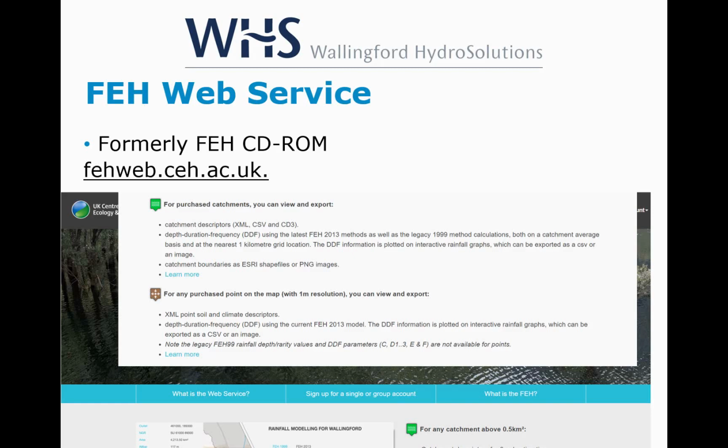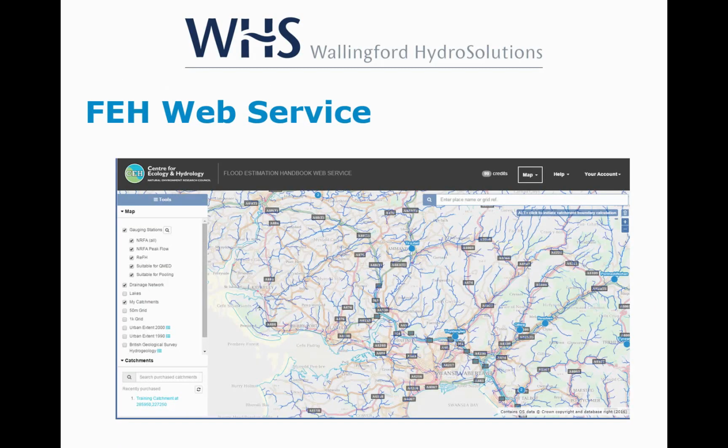You can purchase catchment data or point data. If you purchase catchment data, you can obtain the FEH 13 or FEH 19 rainfall, as well as all the catchment descriptors, and you can also export the catchment boundaries. For any point, you'll get just the FEH 13 rainfall model, and also the catchment descriptors that you'll need for that point. So this is what it looks like in map form.